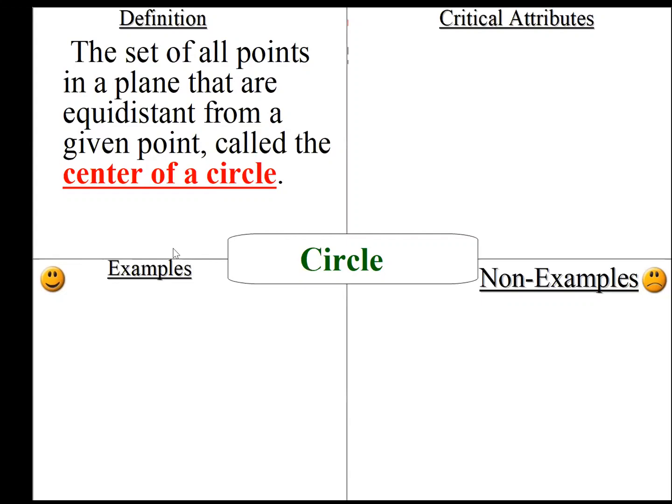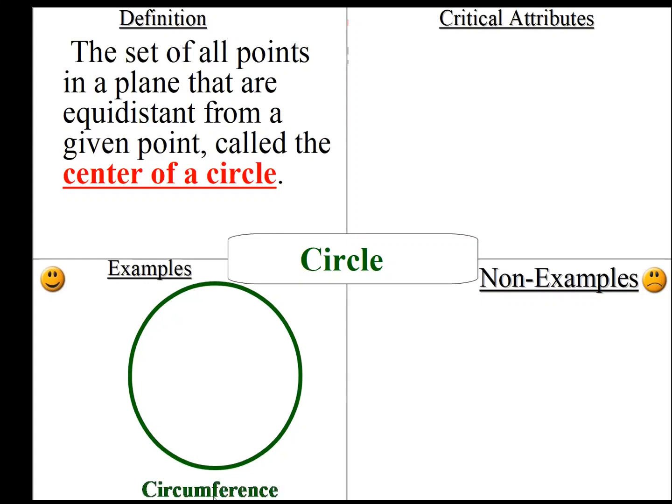So let me sketch a circle down here. There it is, it's in green. So there's my circle. Usually when we sketch a circle like this, that is also known as a circumference. I'm going to cover some terminology that we already know by now. Now, let's go over the definition. According to the definition, it's a set of all points in a plane that are equidistant from a given point known as the center of a circle.